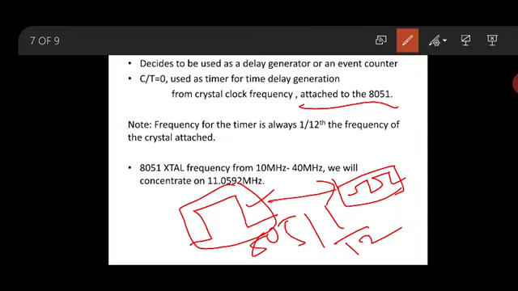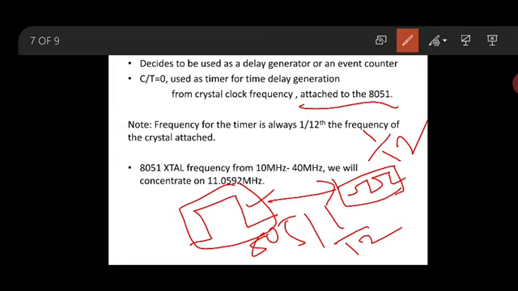This means the 8051 crystal frequency can differ, as different makers generate different frequencies, from 10 megahertz to 40 megahertz. If I say a 10 megahertz crystal frequency is generated for the 8051, then 1/12 of it will be available. Why I took 12, I hope it will be clear from module 3: there are 12 clock periods per machine cycle, so we use 12.